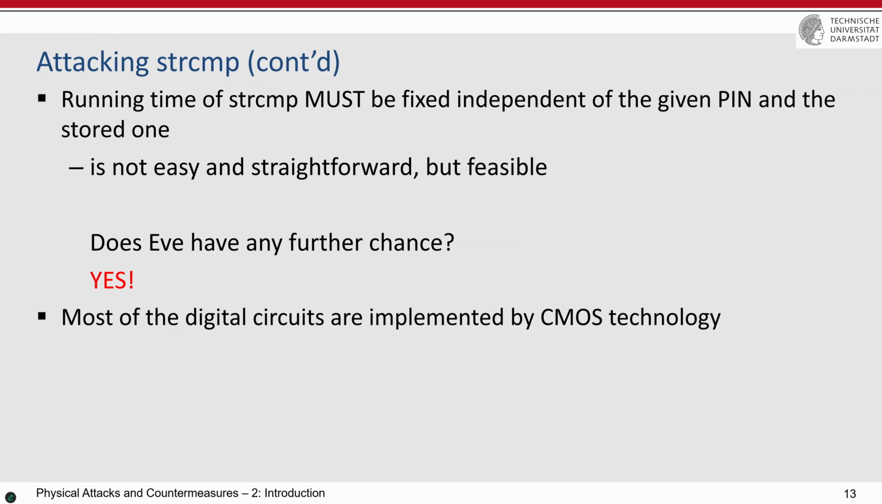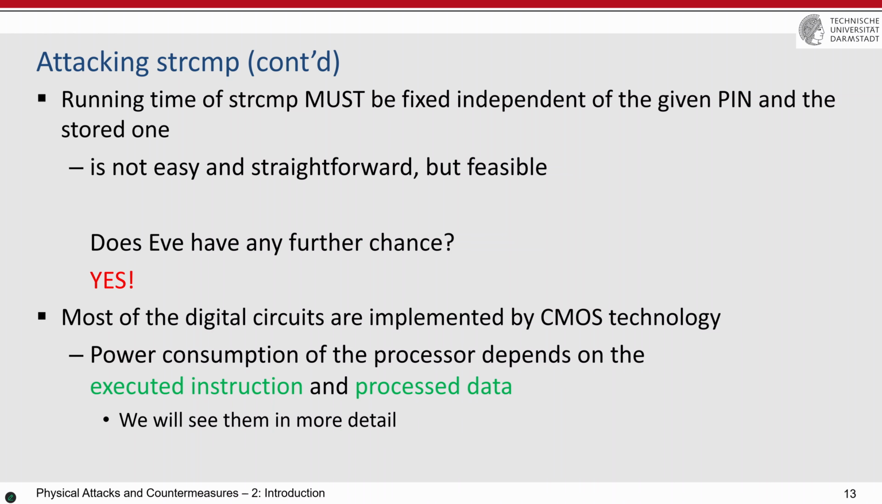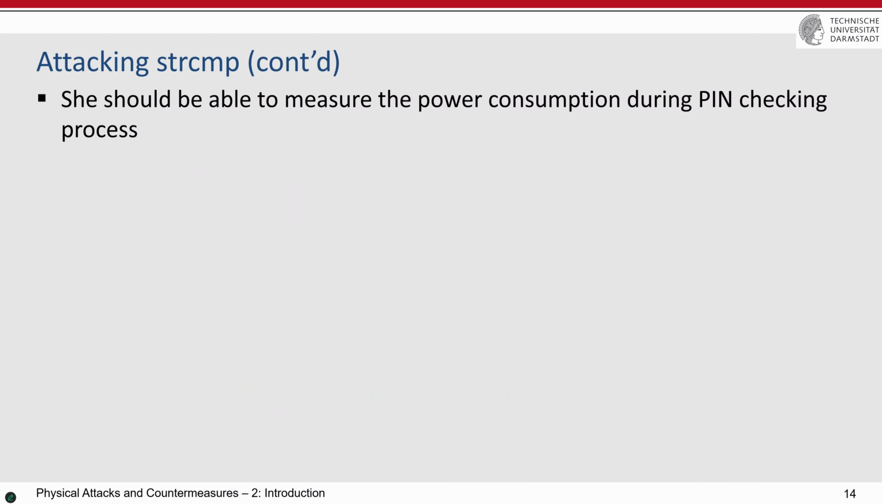Most digital circuits are based on CMOS technology. I guess you learned something in digital technique about CMOS gates, and they consume energy when they work. The power consumption of these devices, like microprocessors, depends on the processed data and also on the executions, or let's say the instructions. We will see this in more detail later, but if we assume that the adversary is able to measure the power consumption of the device, how much current it takes during this pin checking process, the same attack will be possible.